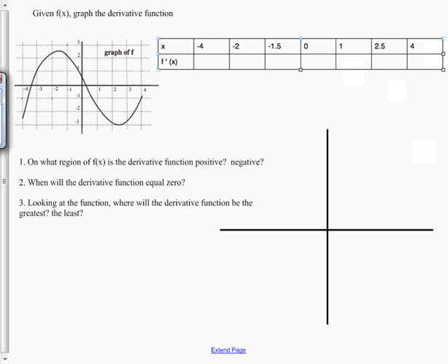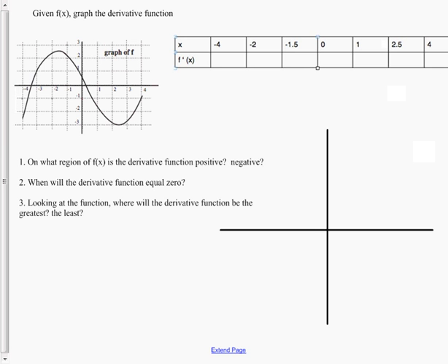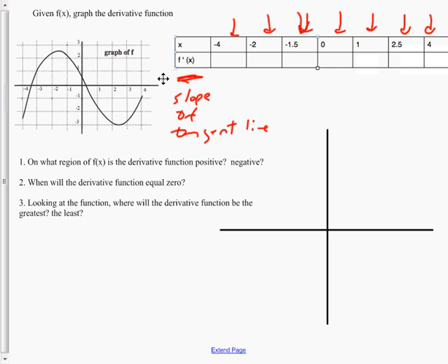So, given this graph, f of x, I want to graph the derivative function, so we can do the same sort of idea. We're going to draw tangent lines on my function and evaluate the derivative function, or the slope of the tangent line, for each of these values of x. So some of them I want to just jump right to. When x equals negative 1.5, that's right here. And we see the tangent line, because it's a local max here, is flat, so it's going to have a slope of 0.